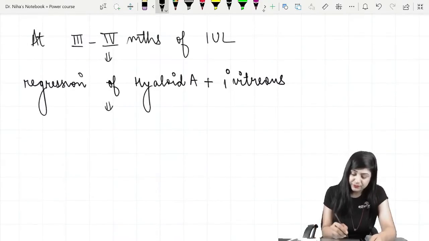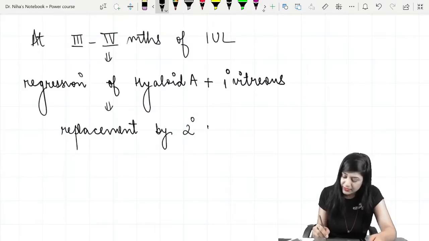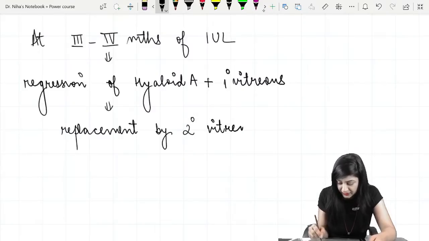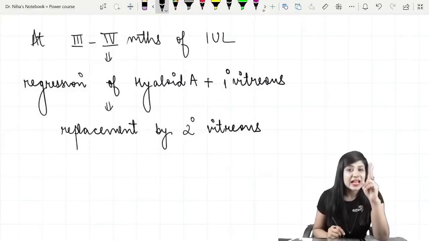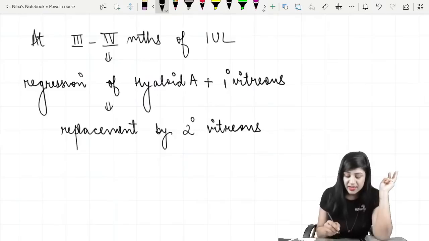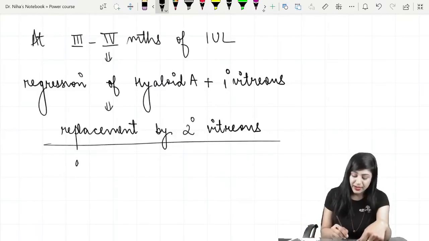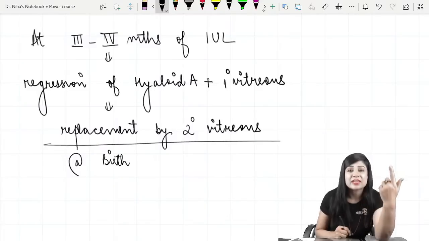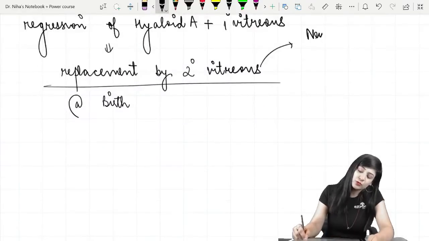And therefore they are getting replaced by the secondary vitreous. So at 3 to 4 months of the intrauterine life, the artery starts regressing. The artery will not supply the primary vitreous. Primary vitreous starts regressing, and is replaced by secondary vitreous by the time of birth. Therefore, we do not have primary vitreous. We will just have secondary vitreous. And this develops from neuroectoderm.